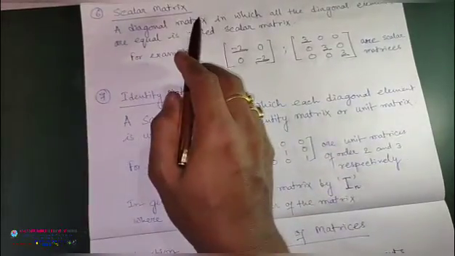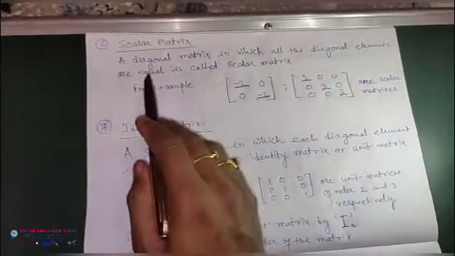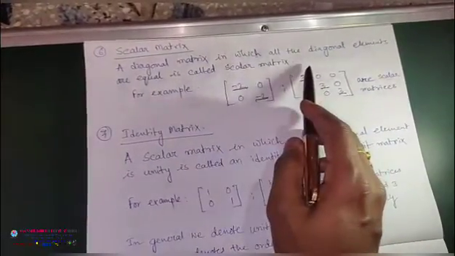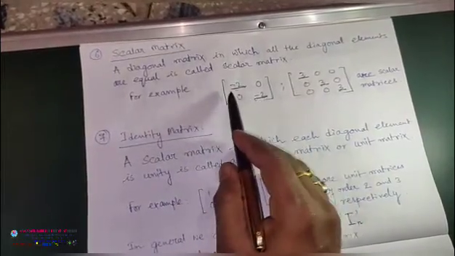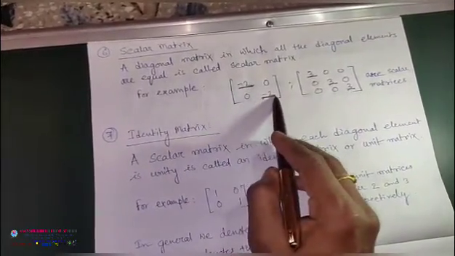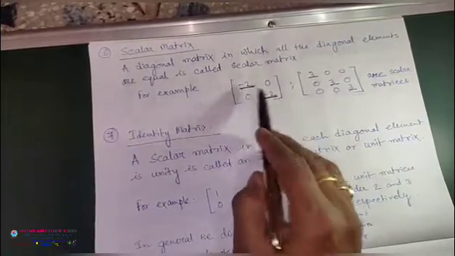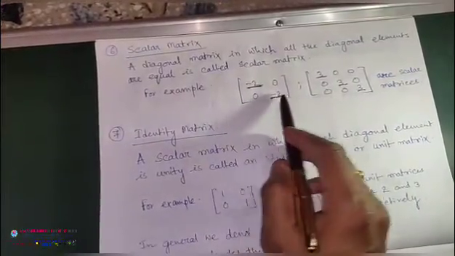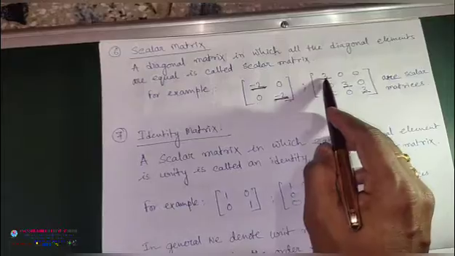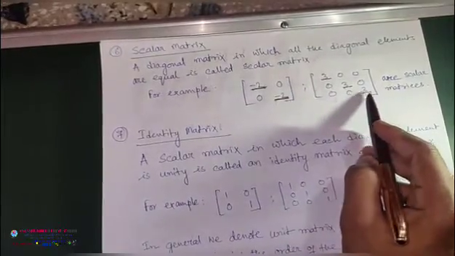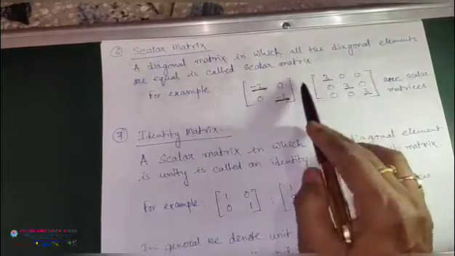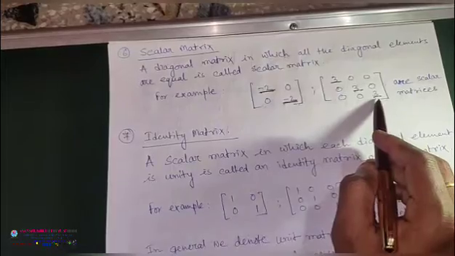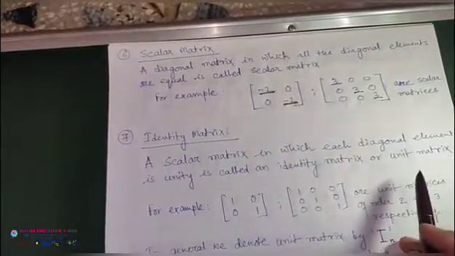Next one is a scalar matrix. So what is a scalar matrix? A diagonal matrix in which all the diagonal elements are equal is known as a scalar matrix. Here we have taken a matrix. See, the diagonal elements, both the elements are -2 and the non-diagonal elements are 0. So it is a scalar matrix. In this example, all the diagonal elements are 3 and the non-diagonal elements are 0. So first of all, it is a diagonal matrix, and since all the diagonal elements are equal, that is why it is a scalar matrix.